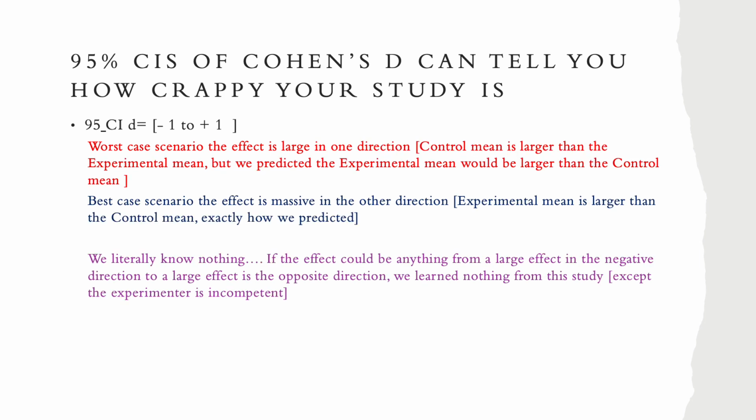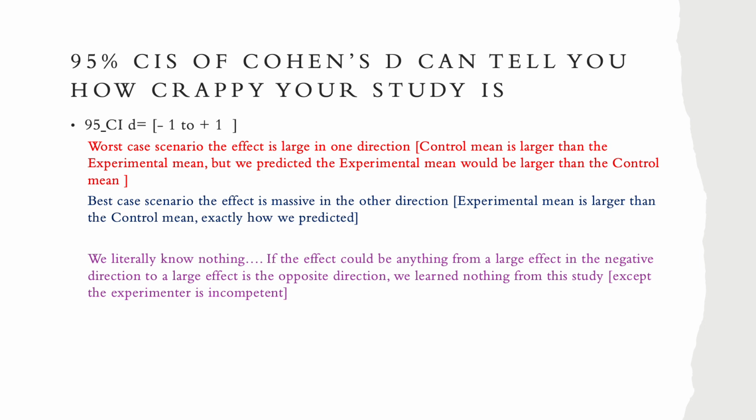95% confidence intervals of Cohen's d can tell you how crappy your study is. So if we look at this, we got a 95% confidence interval of Cohen's d that goes from a -1 to a +1. All right, that's basically every effect that exists on the planet. A large effect in one direction to a large effect in another direction. It could be anything in between those.